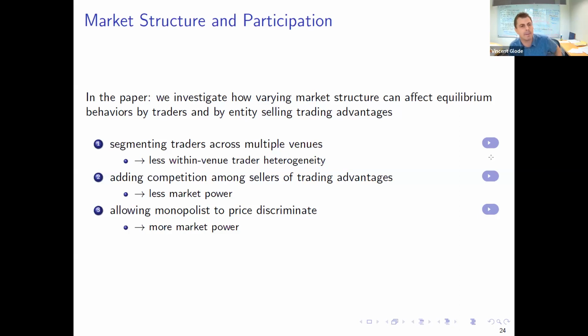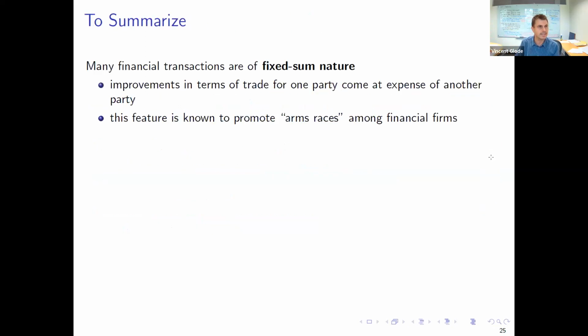Finally, allowing the monopolist to price discriminate, so giving more market power to the monopolist, is also not a good solution, because the monopolist will be able to extract more from the marginal buyers, and therefore will sell even more trading advantages, leading to more exit.